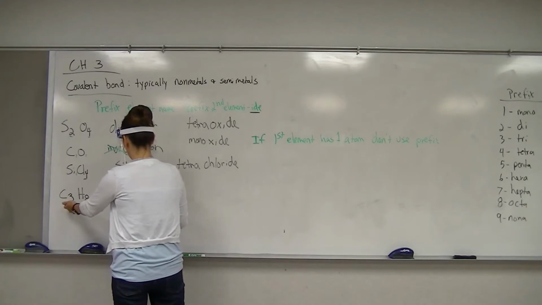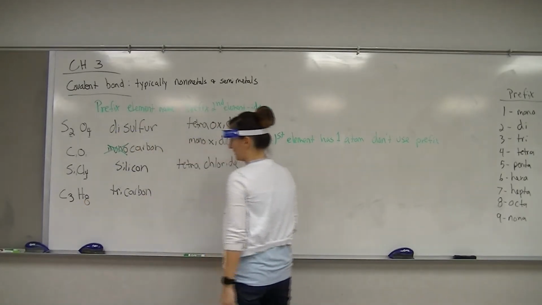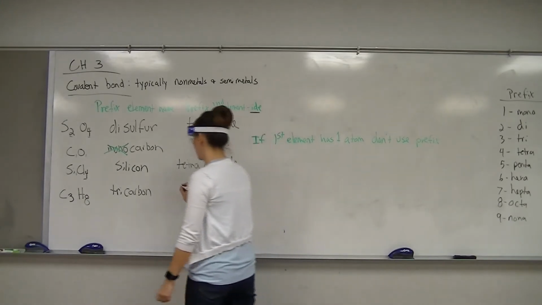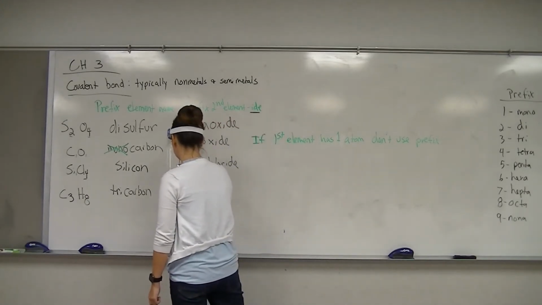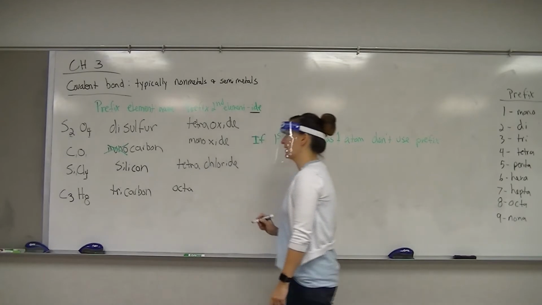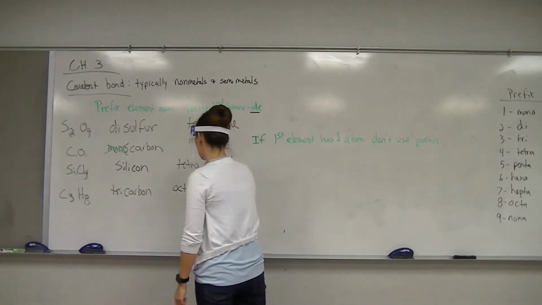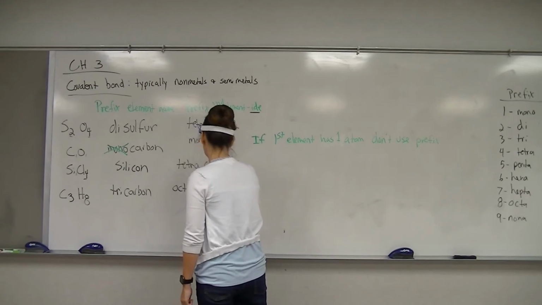Carbon, the first element, just name it from the periodic table. Then for hydrogen, there's 8 of them, so I'm going to use the prefix octa. And hydrogen, we need to add an IDE ending to it, so hydrogen becomes hydride.